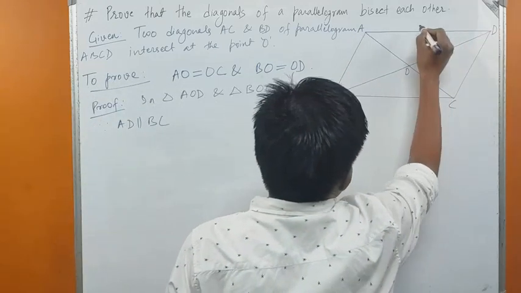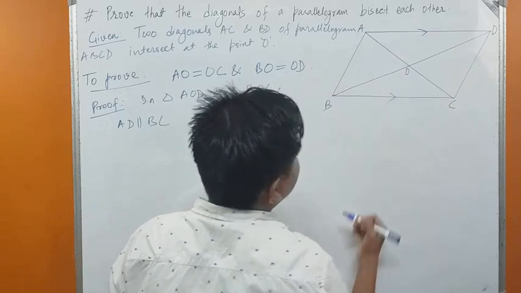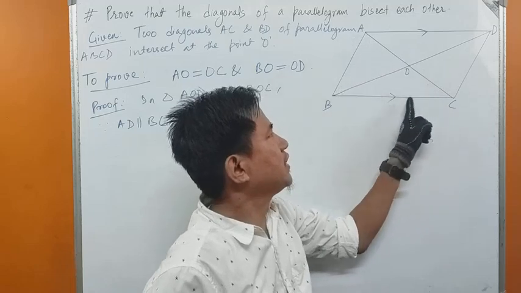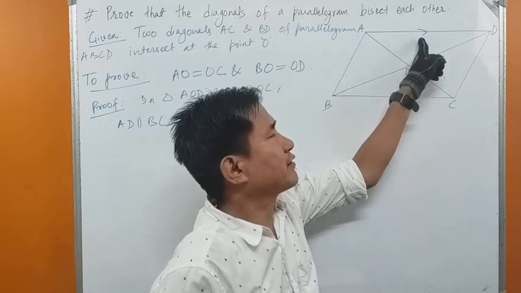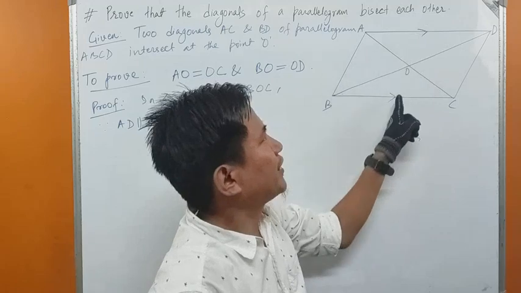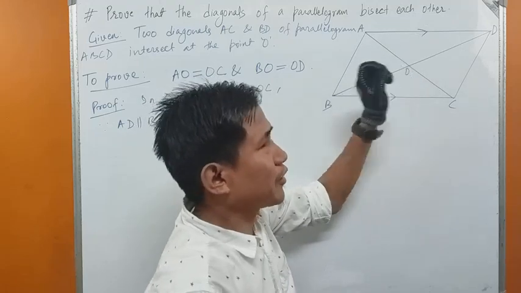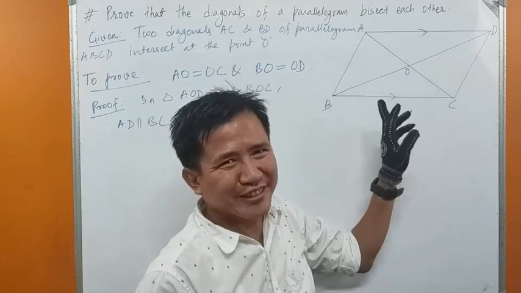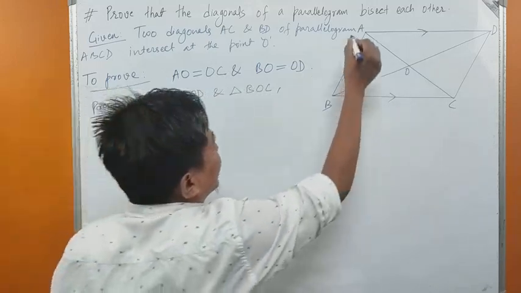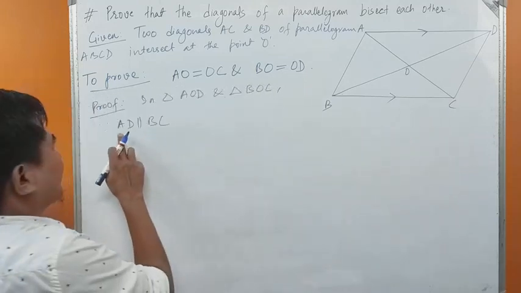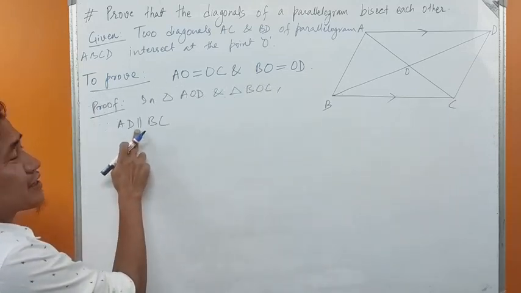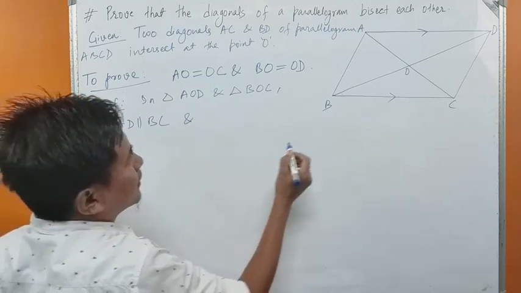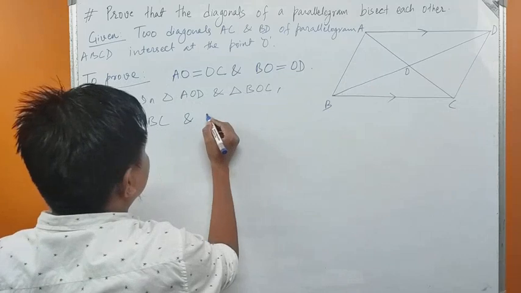This AD and BC are parallel to each other because these two are the opposite sides of parallelogram ABCD, isn't it? Opposite sides of a parallelogram are always parallel to each other. So AD and BC are parallel. AD parallel to BC. This is the symbol for parallel lines. Okay, AD parallel to BC, and AC is a transversal.